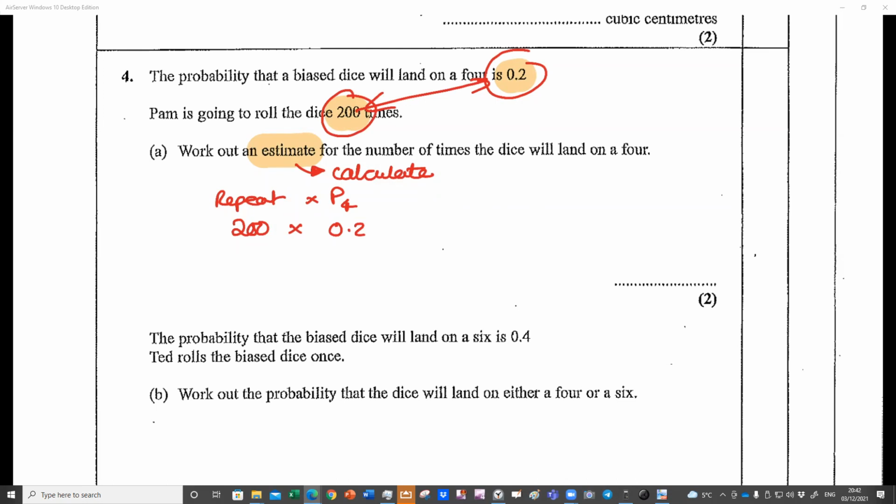You have to times them together because 20% of the time you expect it to land on a 4. That's what I mean when you say estimate, because that's our theoretical probability. That's what we expect. It's not going to be necessarily what you get in reality. That's why it's called an estimate. So we're doing it on a theory basis. In reality, it'll be a little bit up or a little bit down. That's where the estimate part comes in. So we have 200 and the 0.2. Could we change that into 2/10? Yeah.